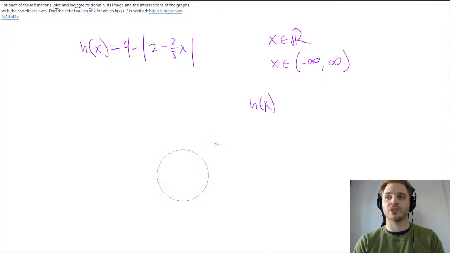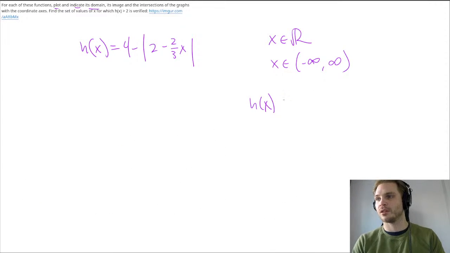So we just have to describe that in interval notation. So h of x is on the interval from negative infinity to 4, and we include 4.